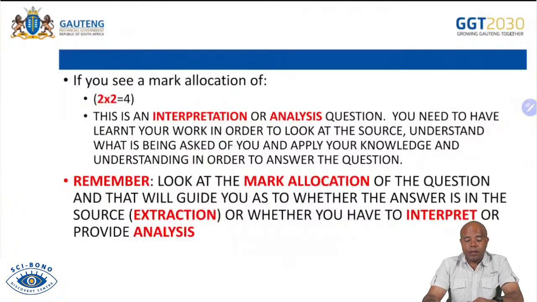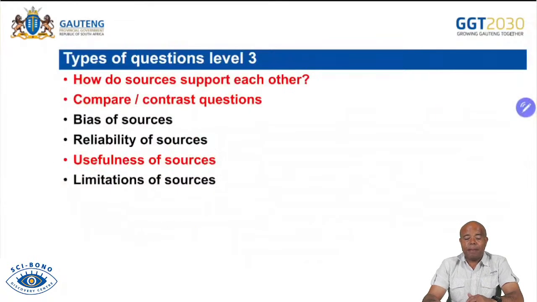For example, this is mostly what we call level 2 questions, according to the source and your own knowledge. So according to the source, the first part will be in the source, and the second part, own knowledge, means you must have studied the work. This is what they are trying to say here, but we'll deal with it later. Then we need to understand the types of level 3 questions basically.